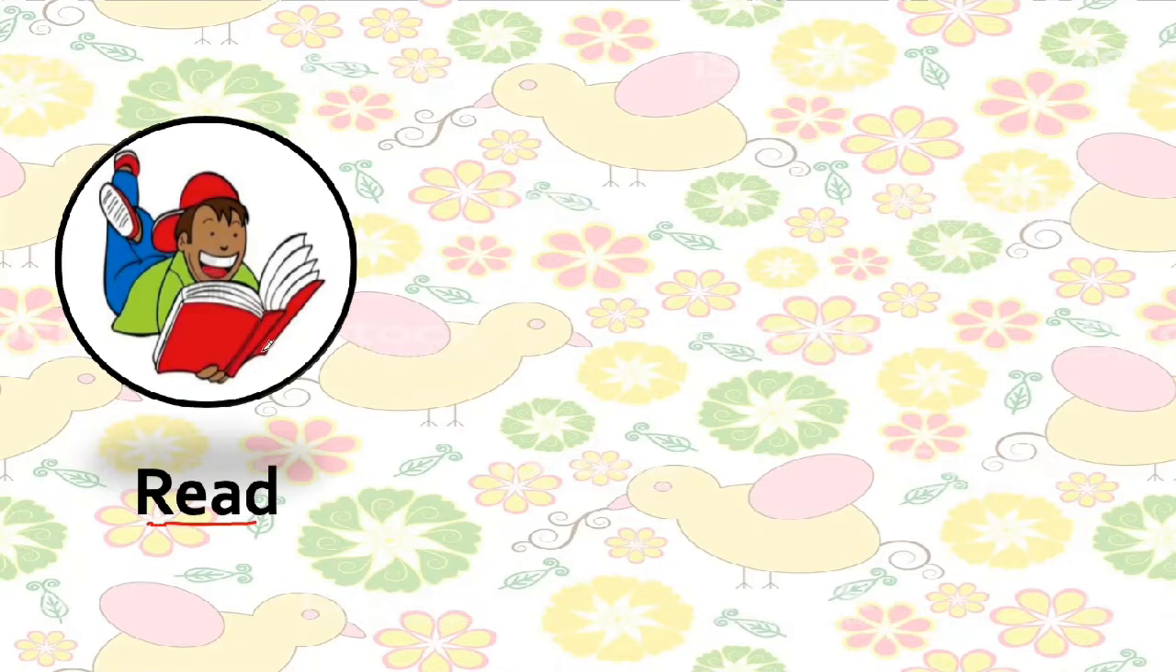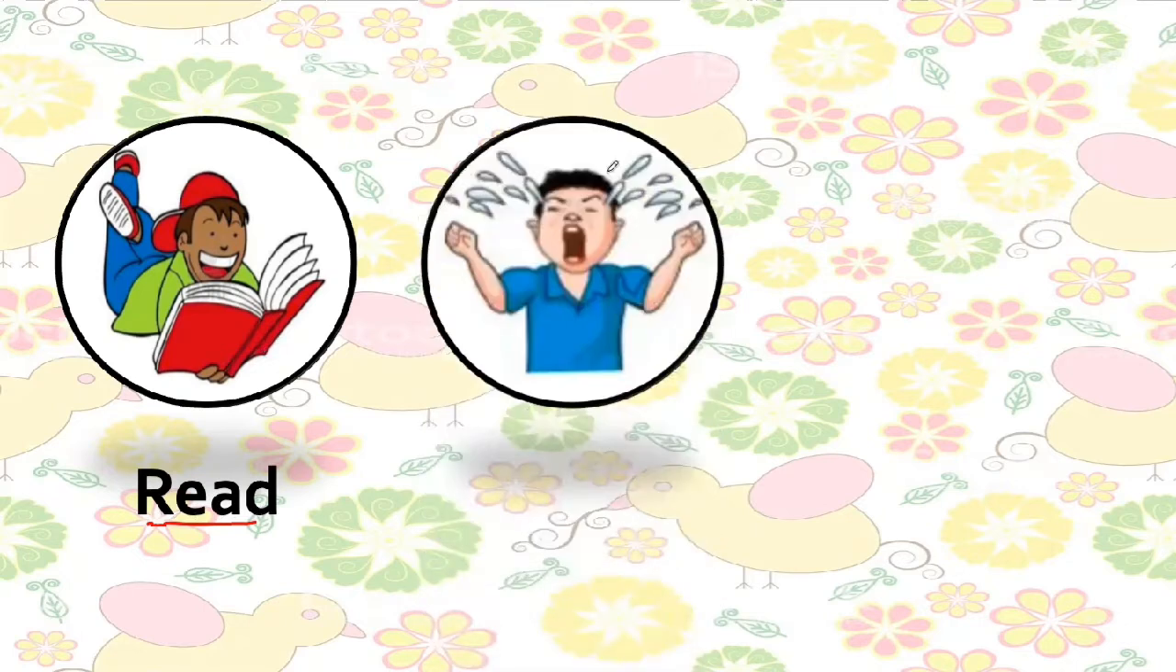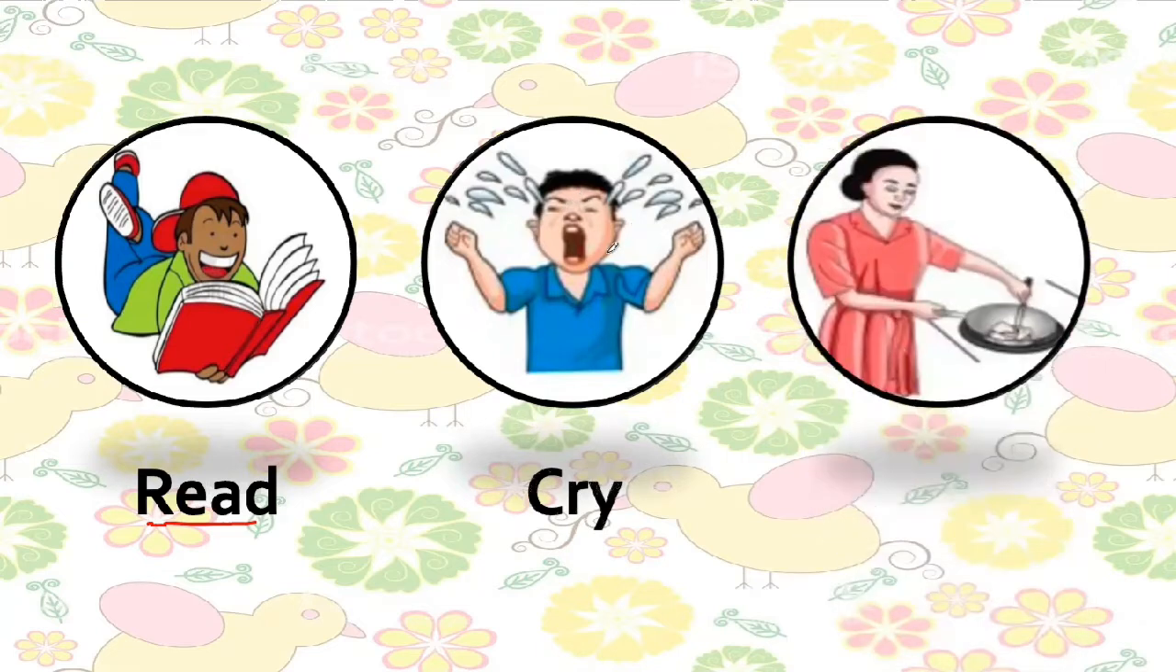Now moving to the next picture. What can you see in this picture? What is this boy doing? Here, which action can you see? Cry. Okay, here the action is cry. Cry is also an action. Now moving to the next picture. Which action can you see in this picture? The woman is doing something in the kitchen, I think. Yes, cook. Okay, here we can see the action cook.